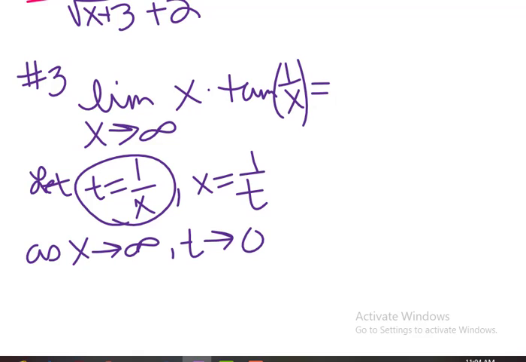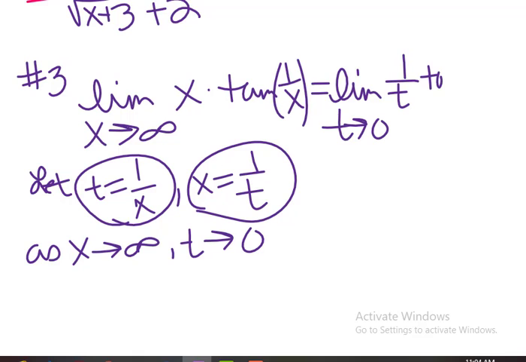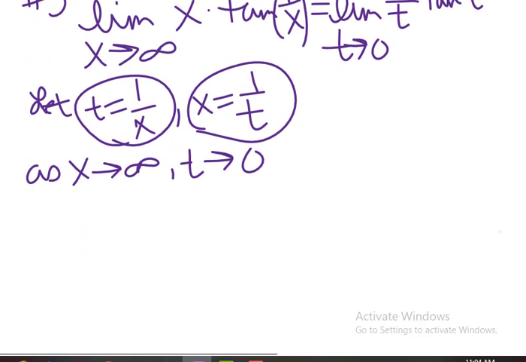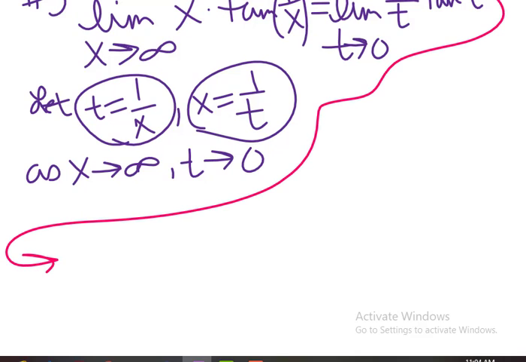And we're going to say that this is equal to the limit as t approaches 0 of 1 over t, that's what we replace x with, times the tangent of t. I have a little more to say on this one because these limits are equal, but I'm going to rewrite it. I'm going to need a little more room, so I'm going to start again. The limit as t approaches 0 of 1 over t, and then tangent of t.